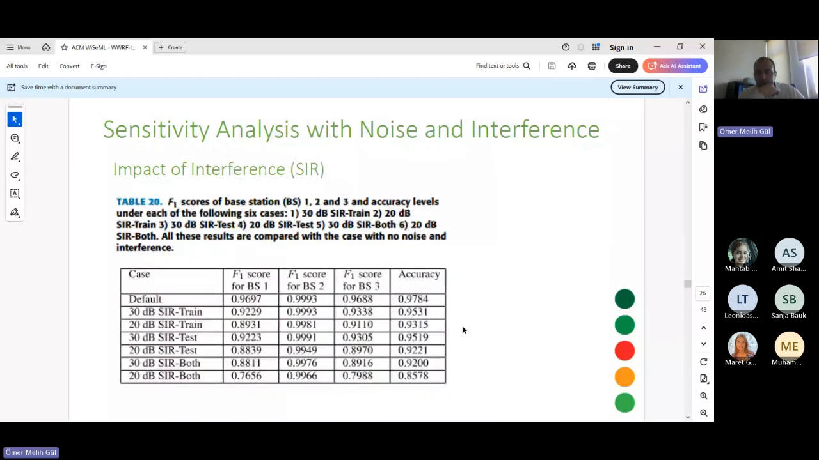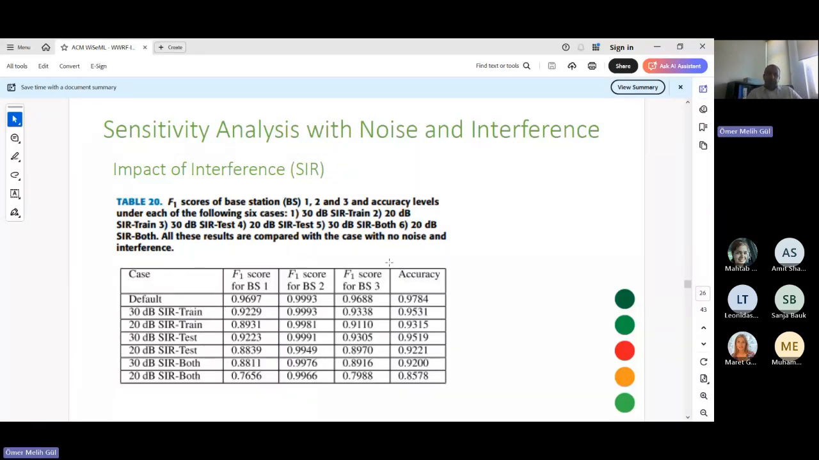Okay, we talked about the noise, and now let's talk about the interference. In the interference, we need to add some interfering signal. Do you remember the fourth base station? We use those samples as the interfering signal. But we need to take 10% for realizing the 20 dB SIR case, signal to interference ratio, and we need to take just 3.2% of those interfering signals to realize the 30 dB signal to interference ratio case in the train data.